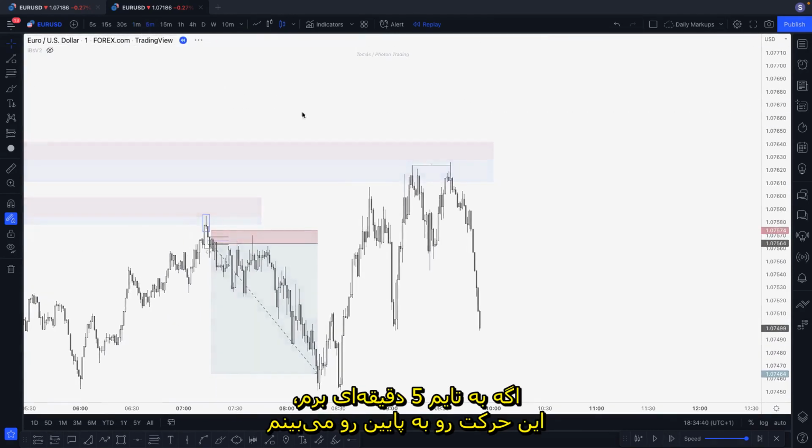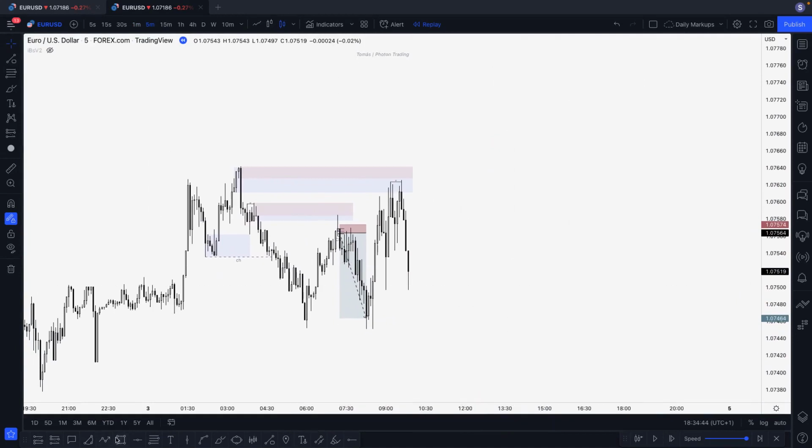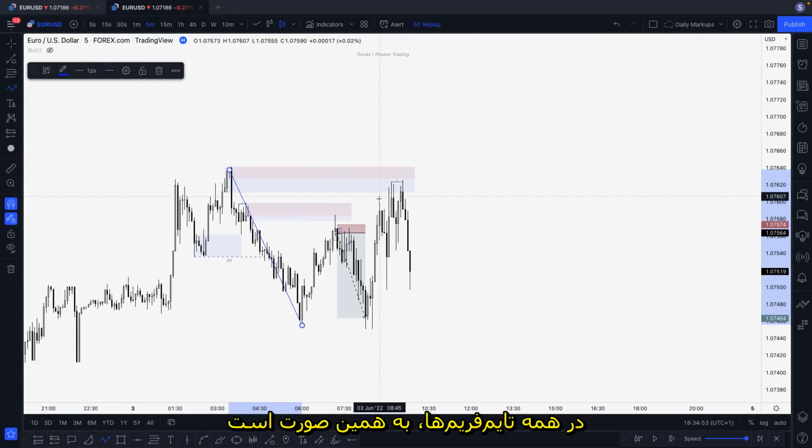Okay, so if I go to the M5, what do you have? You have this push down. You have this BOS on M5. You have this M5 bearish leg. And it's the same on all time frames. You have the push up, the push down, and the push up. In this case, price failed to close above here, so I will just consider this as a push down and then this as a push up.